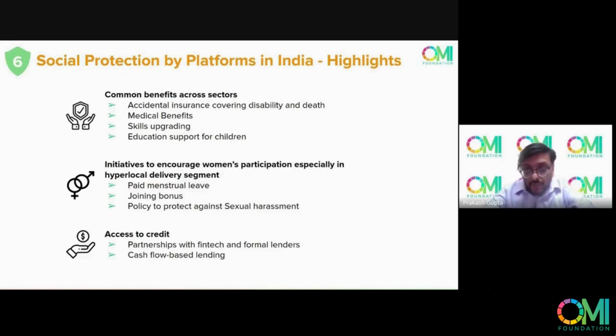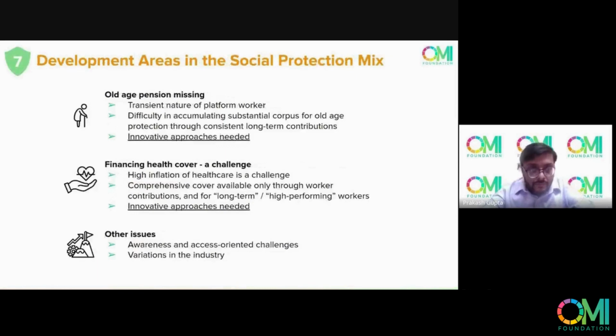Now, we have some interesting variations to encourage women's participation through a joining bonus, paid maternity leave, and the policy to protect women against sexual harassment getting extended to the platform workers, and lastly, the access to credit.